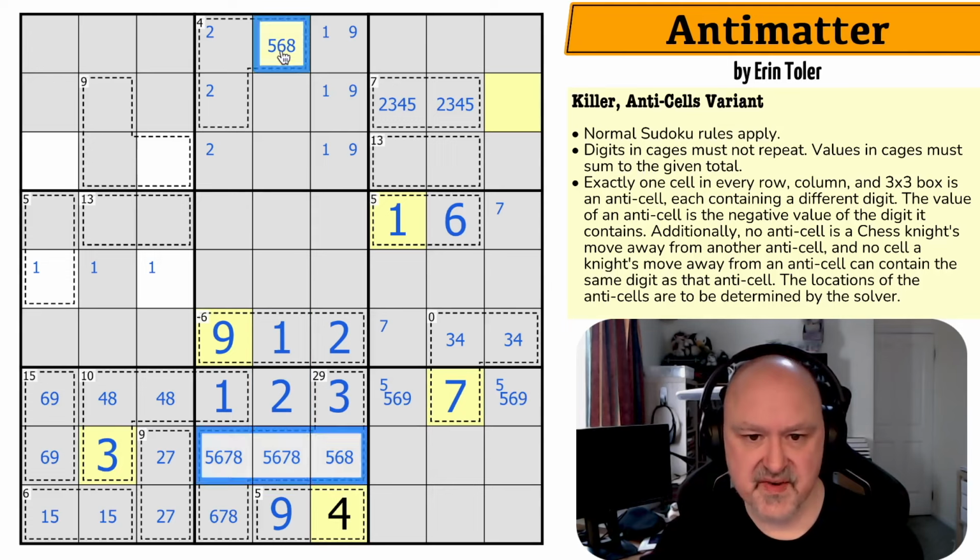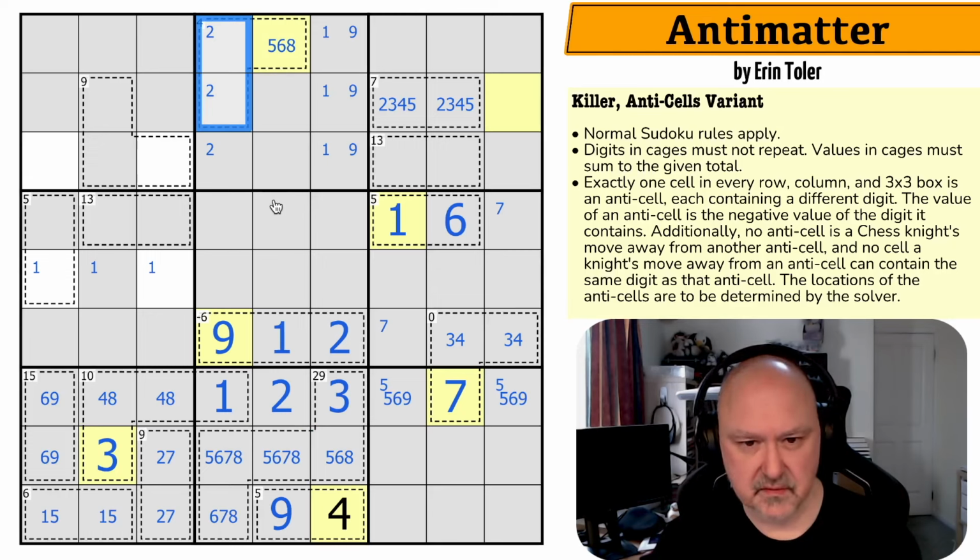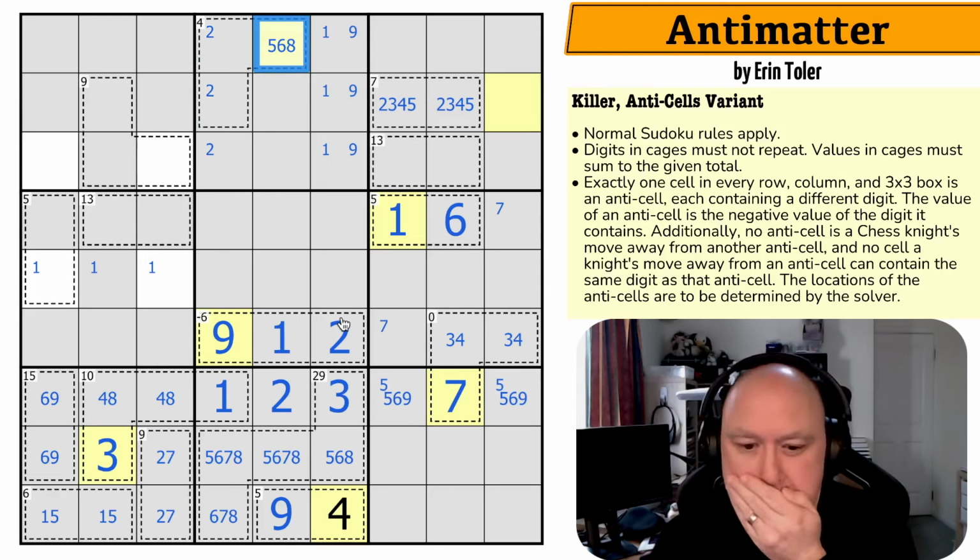Now, if this is negative 5, these have to sum to 9. If this is negative 6, they have to sum to 10. And if this is 8, these have to sum to 12. How would I make them sum to 12? 7, 5. Okay. I don't think that's it. Not yet, anyway.